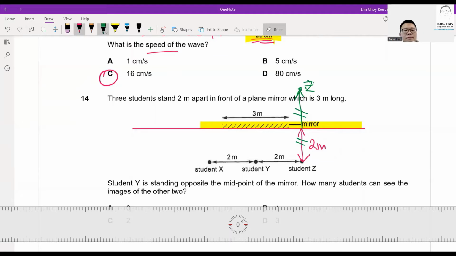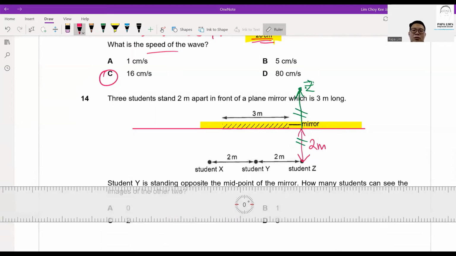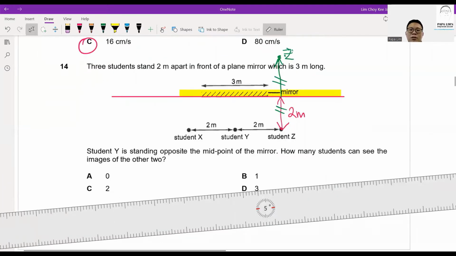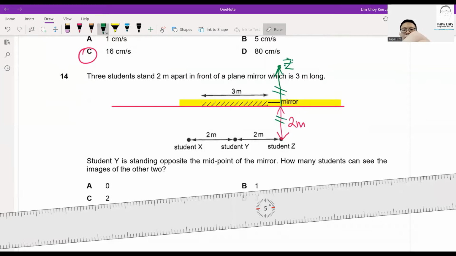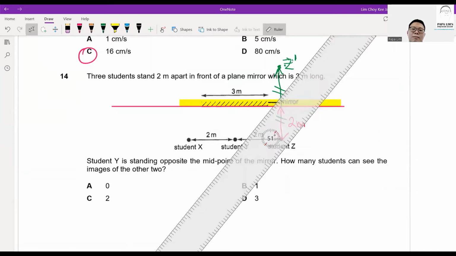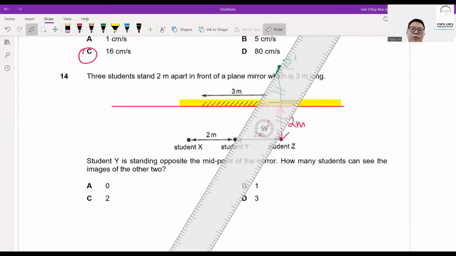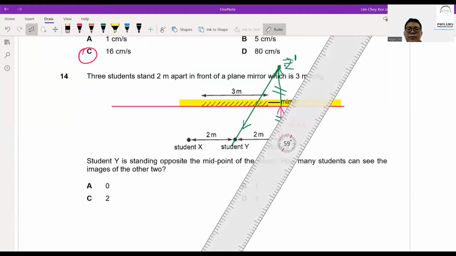And what you do is, based on light rays, if my image of Z is here, I will call this Z prime, the image of Z. If I am able to see Z prime, the light ray from the image should enter the eye of each student with no problem. Just be careful: behind the mirror it should be a dotted line, because behind is a virtual ray, what I call a fake ray.